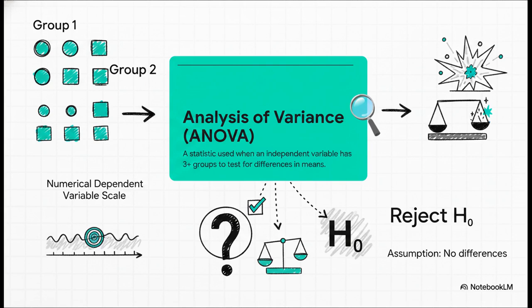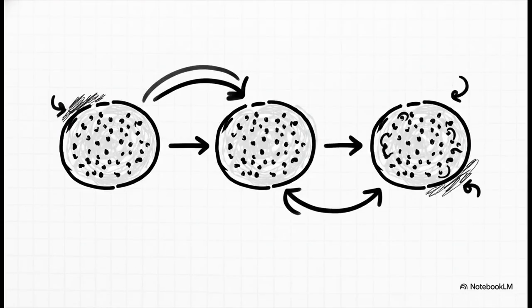It assumes there's absolutely no difference between any of the groups. We call this the null hypothesis. And the whole point of the test is to see if our data is strong enough to shout, nope, that's wrong.